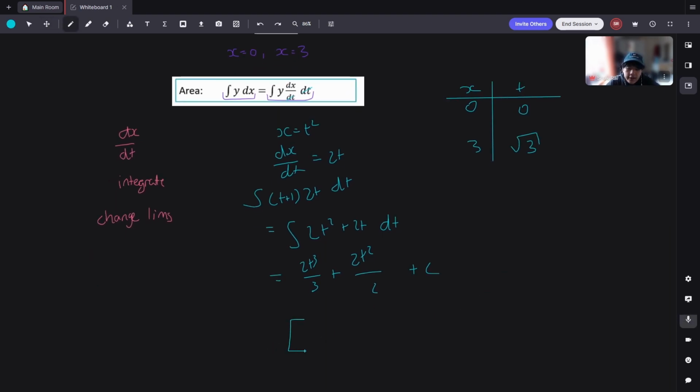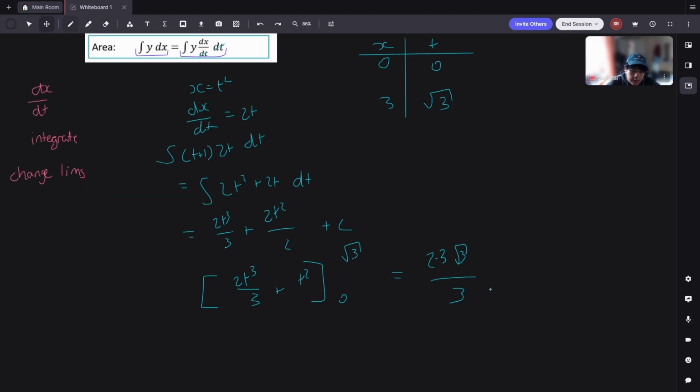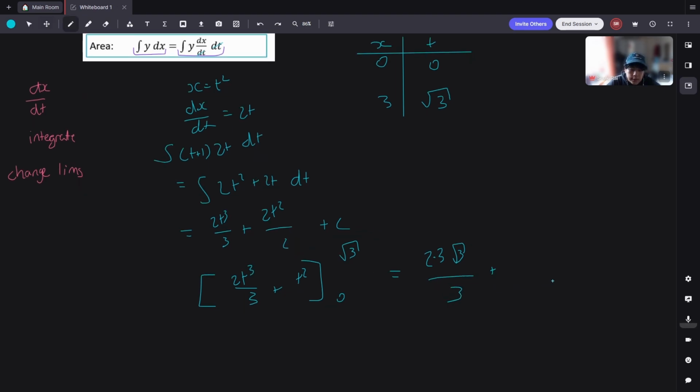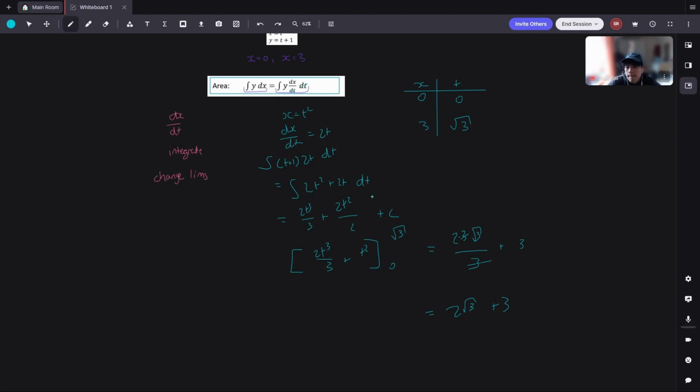So now let's apply the limits to 2t cubed over 3 plus t squared. I can get rid of the c because the constant cancels out. We have root 3 as the upper limit and 0 as the lower limit. What does that equal? It's going to be 2 root 3 cubed over 3, which is 3 root 3 over 3, plus root 3 squared, which is just 3. The 3's cancel out, so it's 2 root 3 plus 3 as our final answer. And that's it for that question.